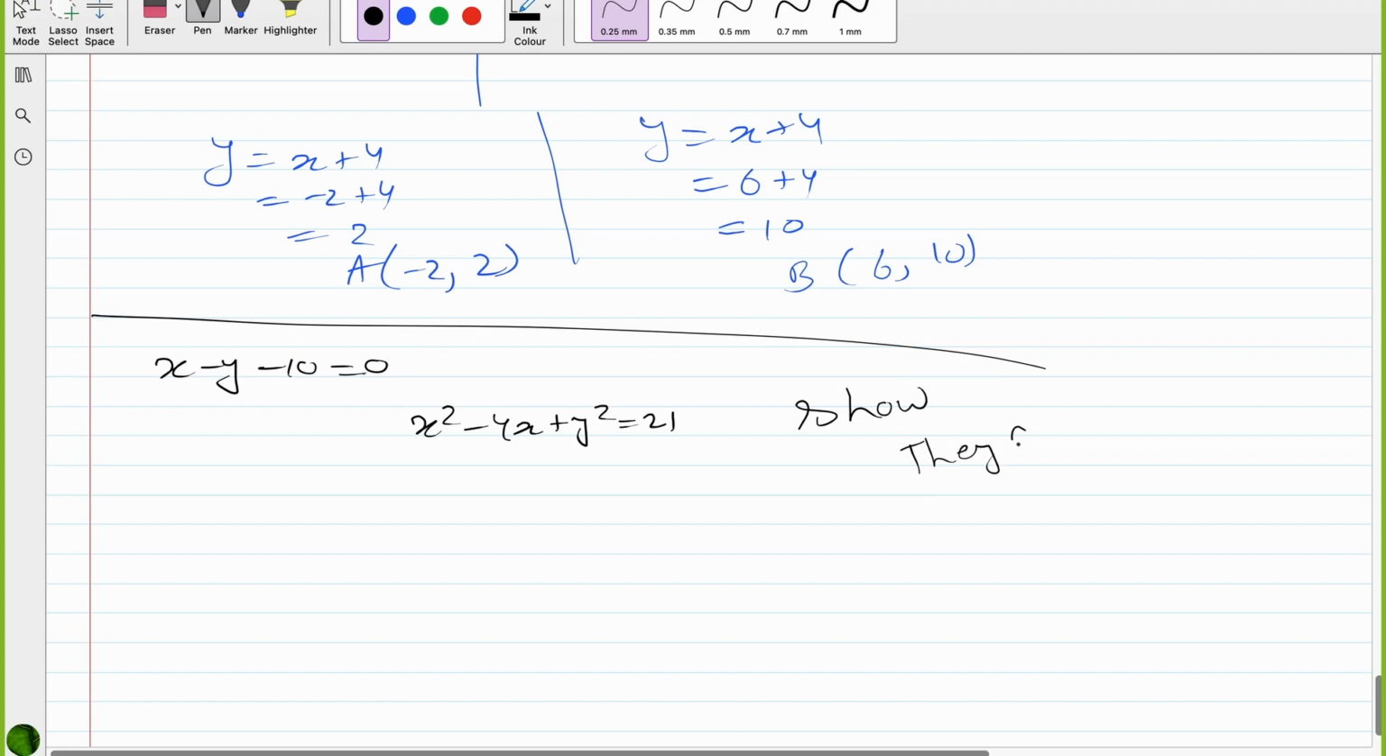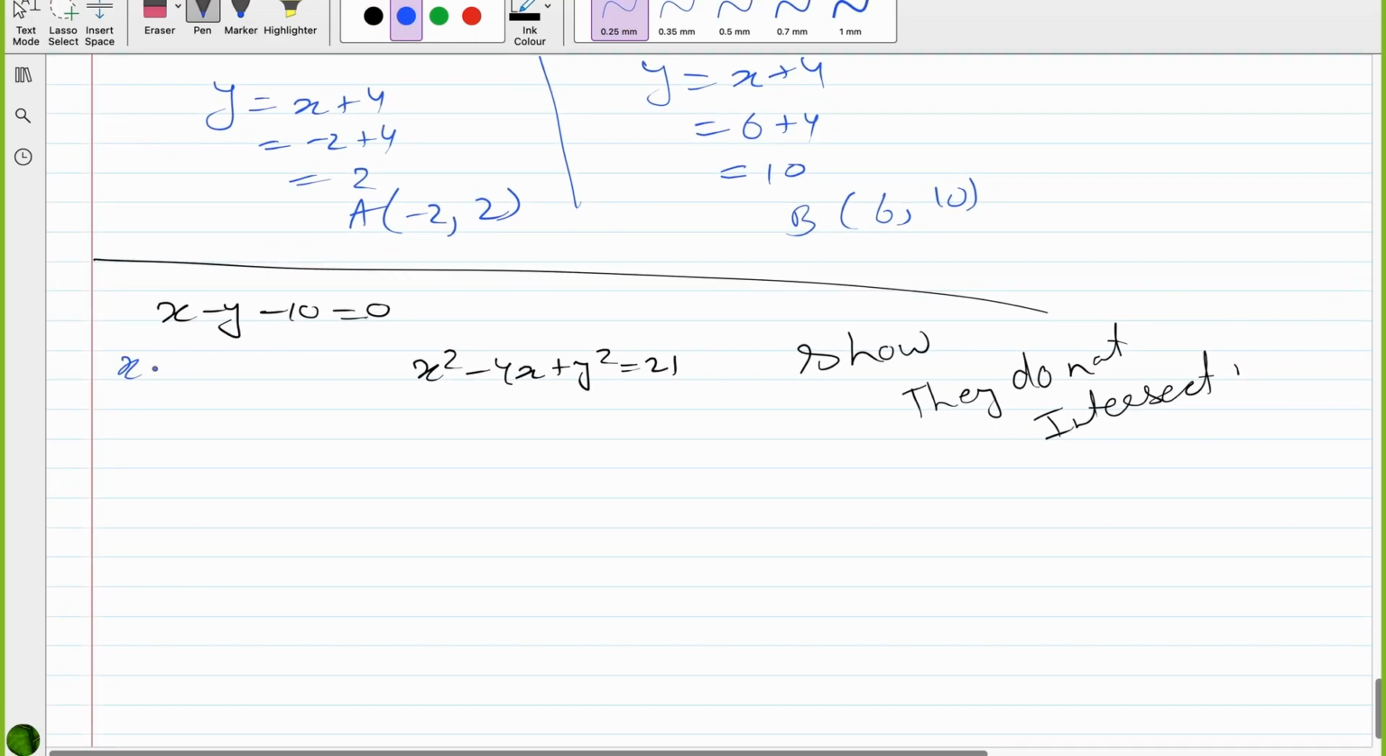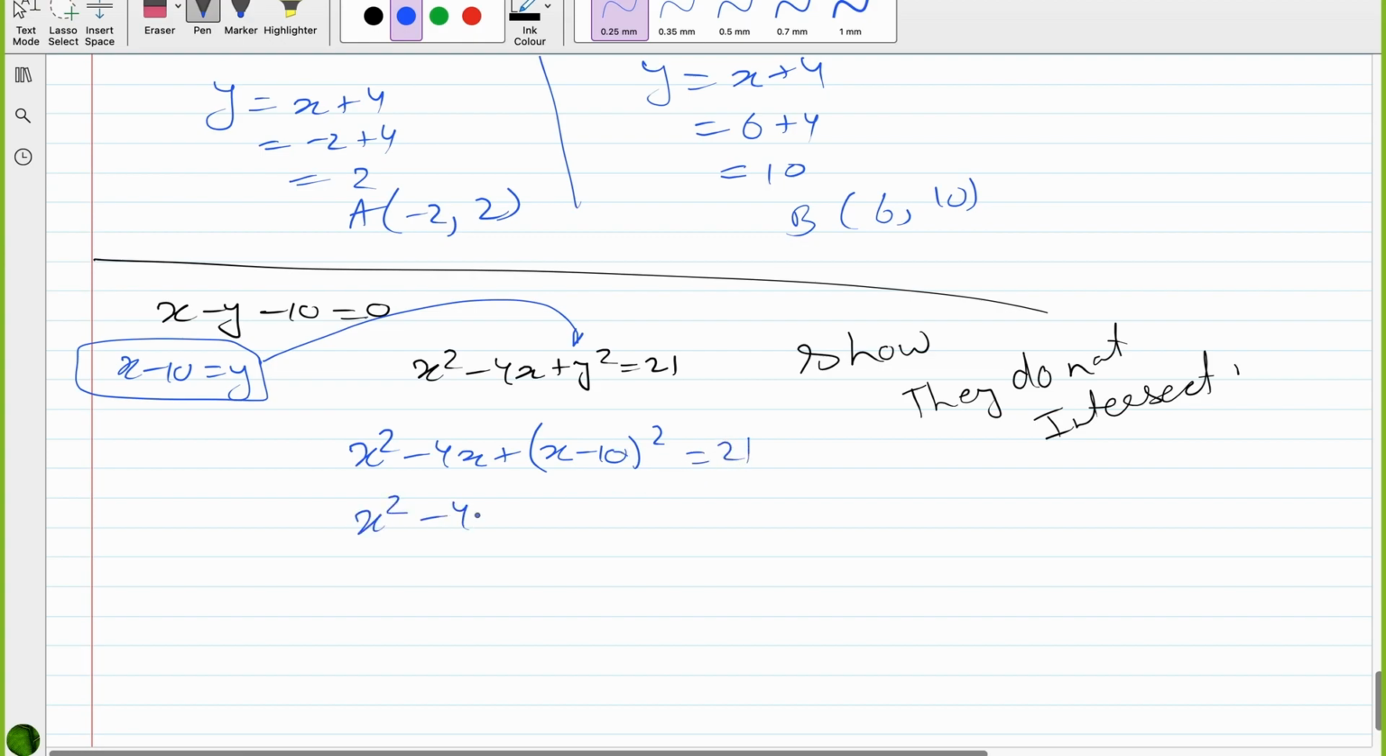Show they do not intersect. So I'm making y the subject. This is x minus 10 is equal to y. Substituting y in this equation, that is x square minus 4x plus x minus 10 whole square is equal to 21. x square minus 4x, a square minus 2ab plus b square is equal to 21. So x square, this is x and x minus 24x. This was 2x square, and 100 minus 21 is 79.